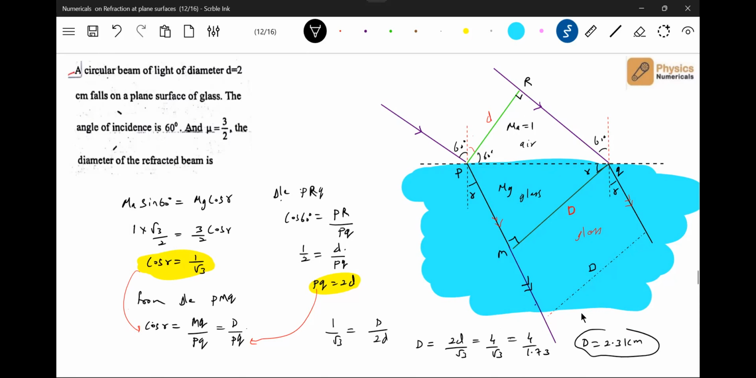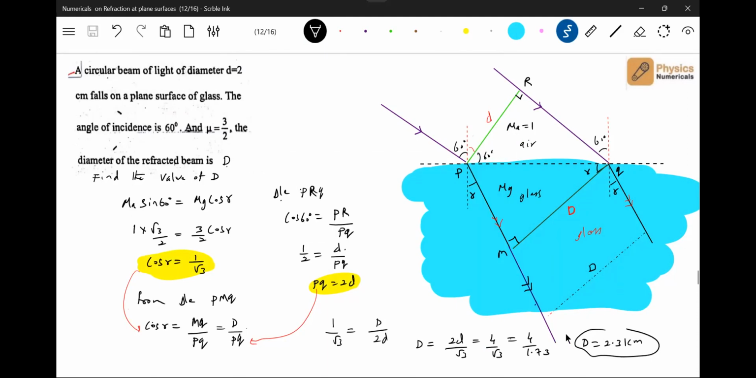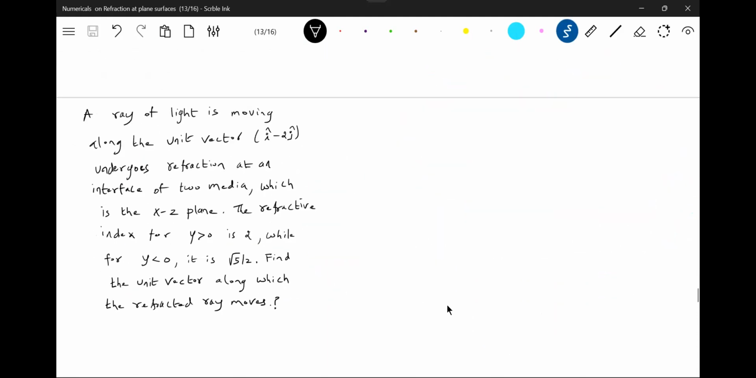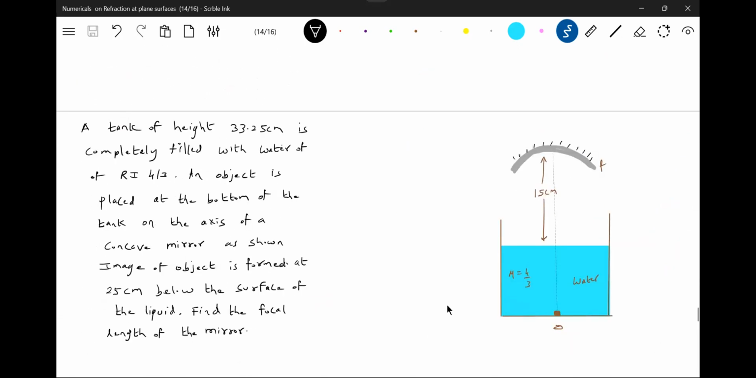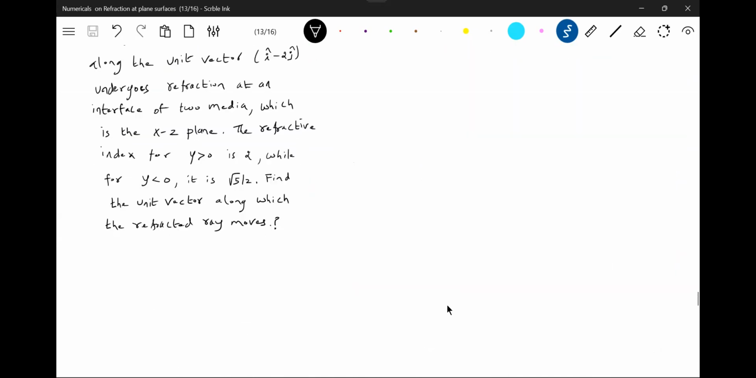Okay, very simple. So what is capital D? Diameter of the refracted beam. That we have to calculate. Find the value of D. It's very hot here. Three more problems are there. Let me finish off this one.